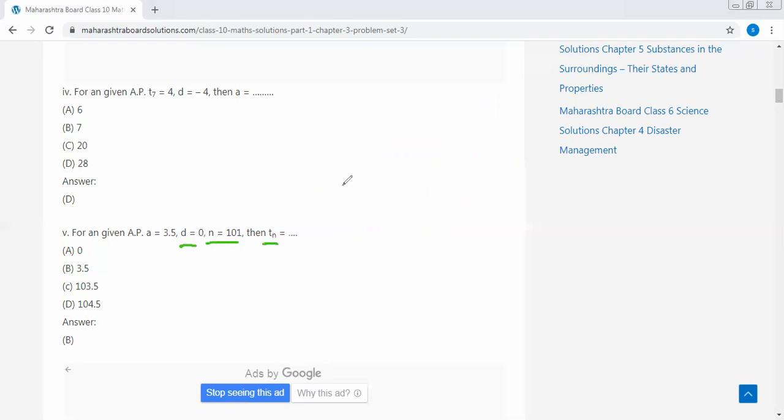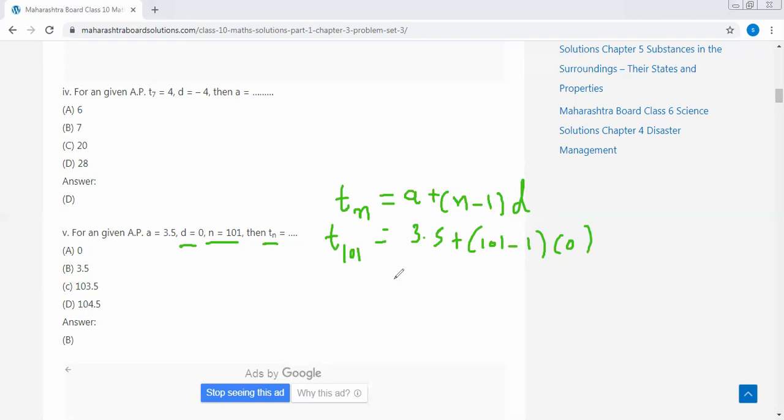Find the nth term. Therefore, we have to use the formula Tn is equal to a plus n minus 1 into d. We have to find the nth term. N is given 101. Therefore, we have to put n is 101. First term is 3.5 plus, the value of n is 101, minus 1 into common difference 0. Therefore, our answer is 3.5, because 101 minus 1 into 0 is 0.